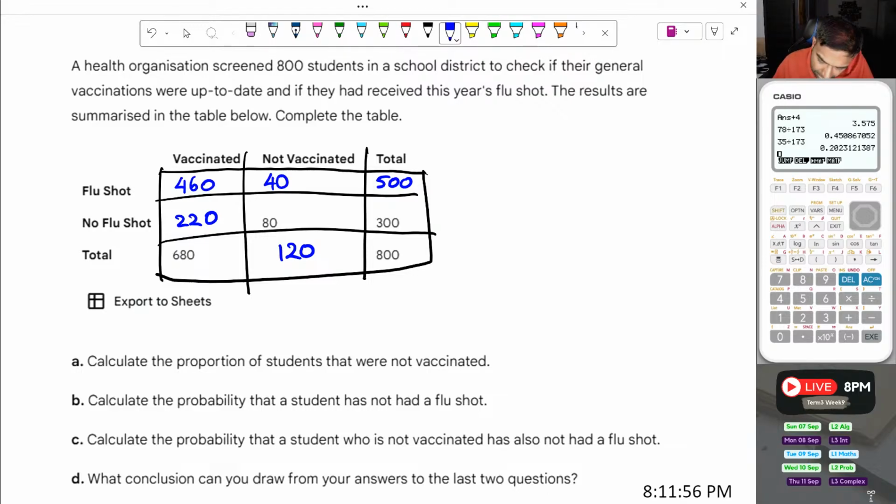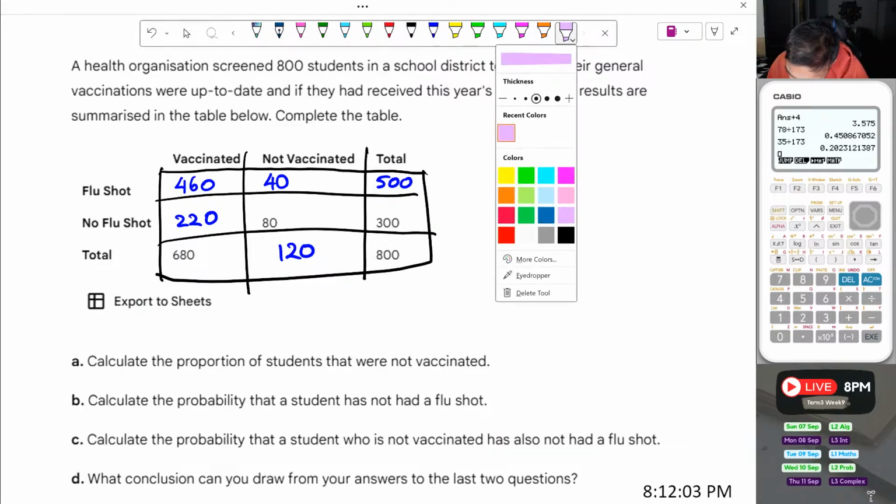Sorry, I know that I should have messed this up. So what I want to do is I want to make sure that, where's my red highlighter?